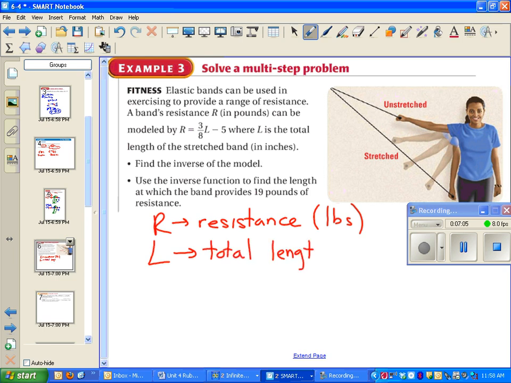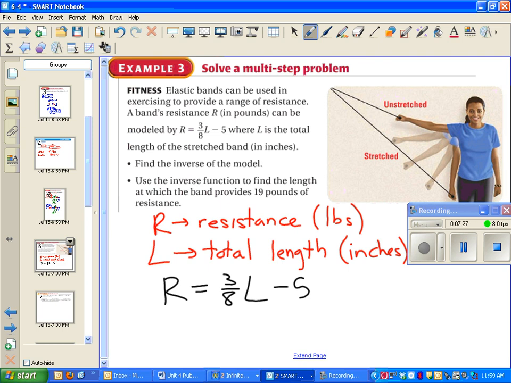If word problems are confusing, it's helpful to just write down what the labels mean. That helps you familiarize yourself with the problem. And then it's modeled by this equation. So R is equal to 3/8 times the total length minus 5. Right? And then we're going to find the inverse of the model.